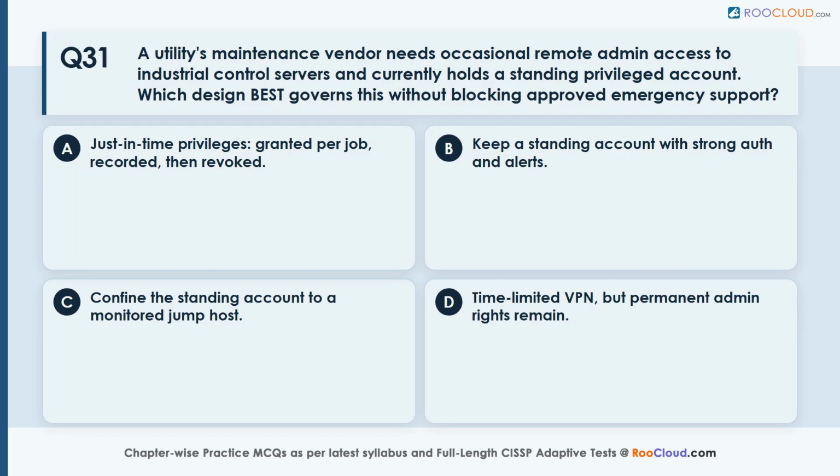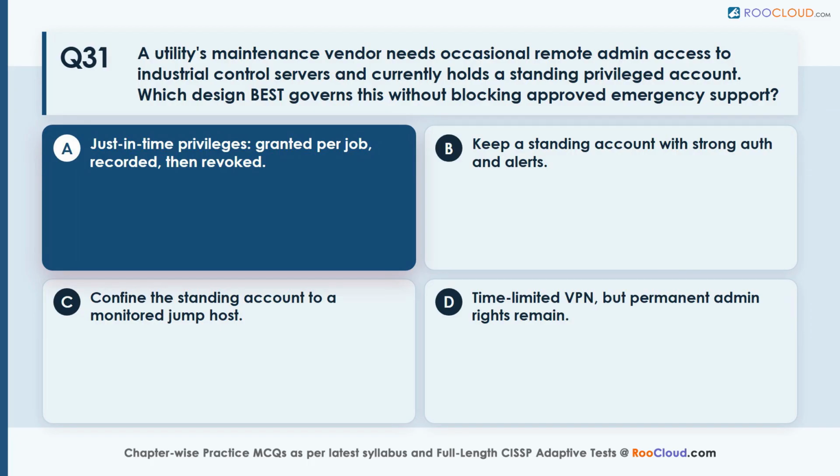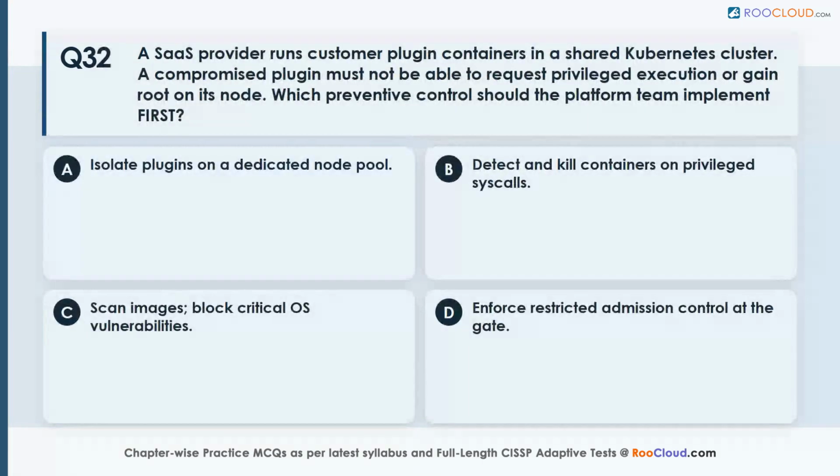Option D issues a time-limited VPN per request while leaving permanent admin rights on the targets. That fixes the wrong layer. Option A uses a privileged access workflow that grants time-bound rights for approved work, records the session, and revokes access afterward, with room for emergencies. Grant privilege only when needed, then take it back. That is the pattern. Question 32.